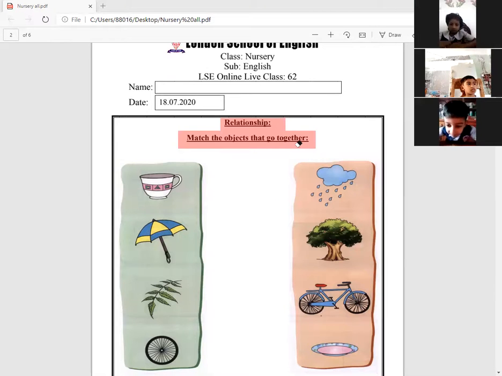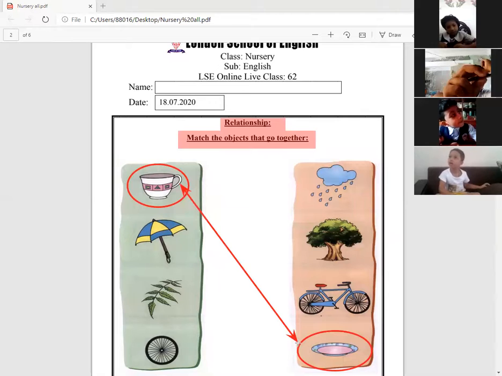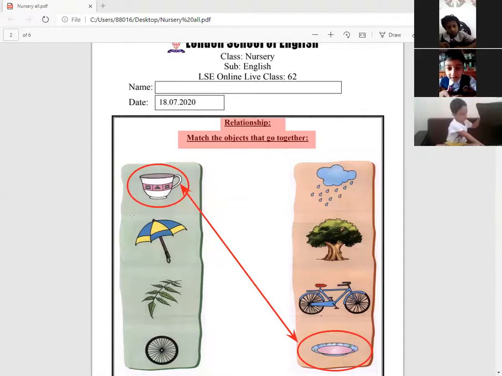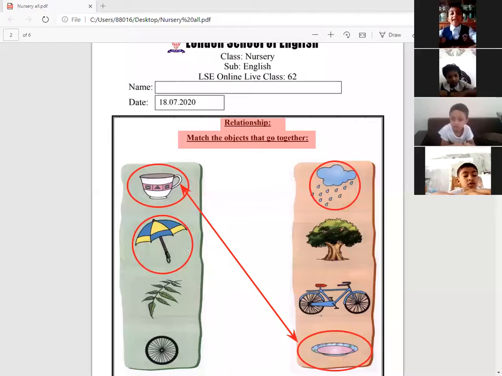this one. This is a cup. Cup is matched with... Then this is the umbrella. Umbrella is matched with rain.